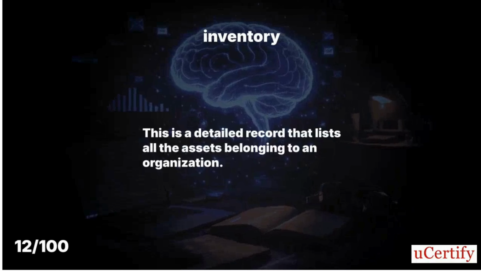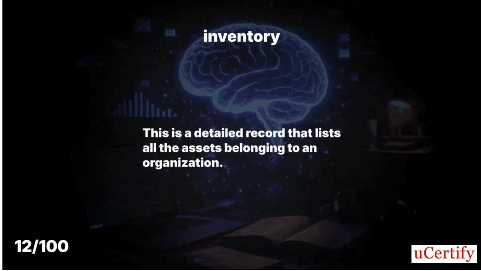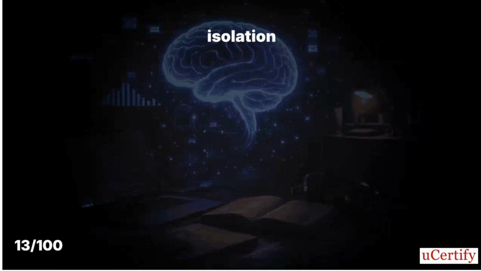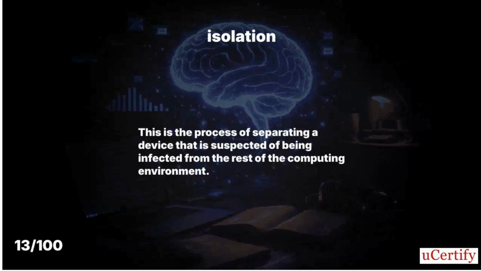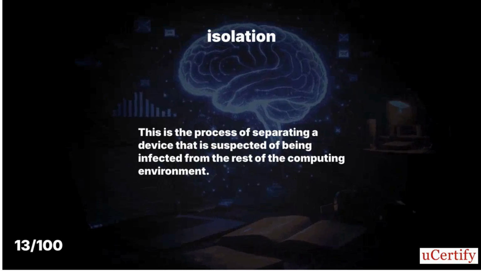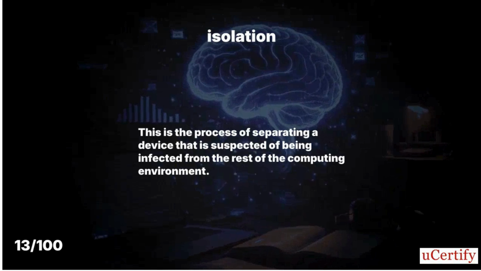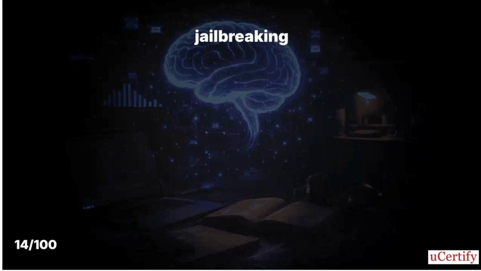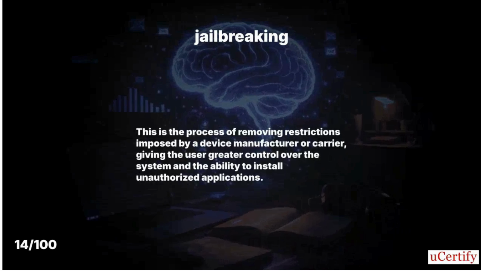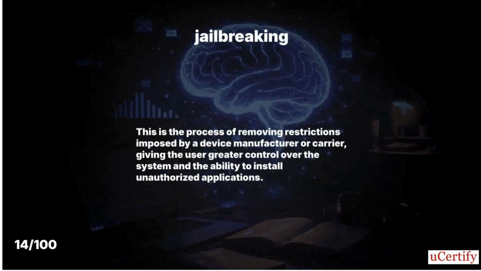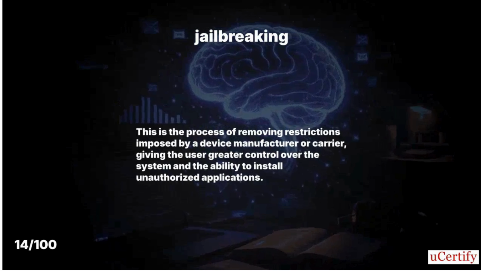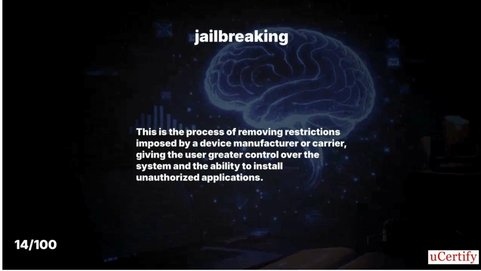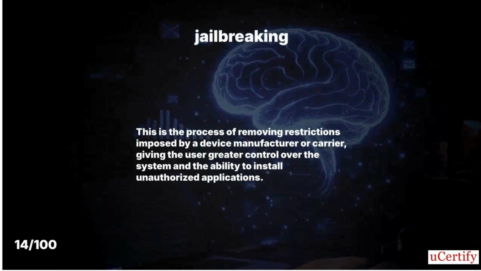Inventory. This is a detailed record that lists all the assets belonging to an organization. Isolation. This is the process of separating a device that is suspected of being infected from the rest of the computing environment. Jailbreaking. This is the process of removing restrictions imposed by a device manufacturer or carrier, giving the user greater control over the system and the ability to install unauthorized applications.